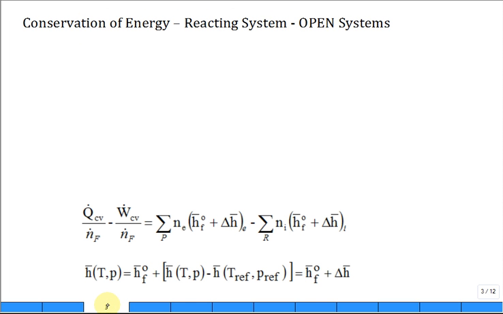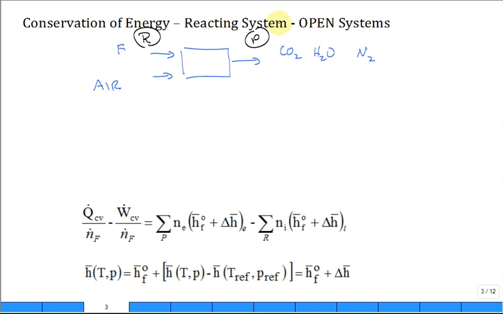So let's review. So we have the conservation of energy for a reacting system or open system. We have a combustion chamber. We have fuel coming in, possibly air or pure oxygen. We just need an oxygen source. And then we go out with the products, which are primarily carbon dioxide and water. And if there is nitrogen coming from air, then that'll come out as well. So you have the reactants and the products, and the sign convention is Q dot in positive.